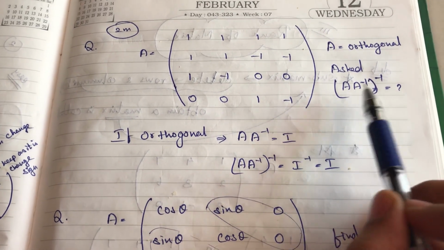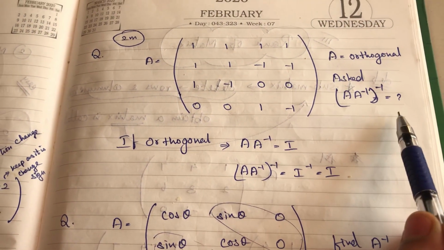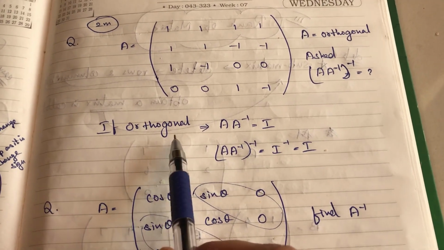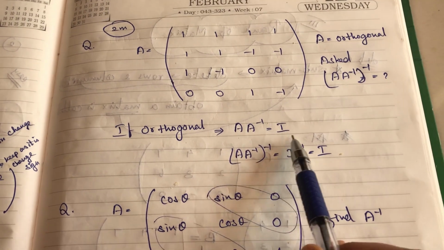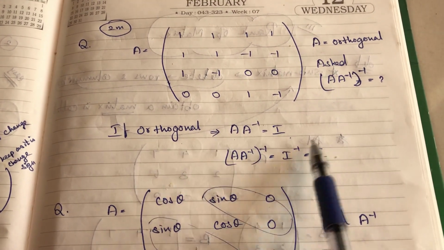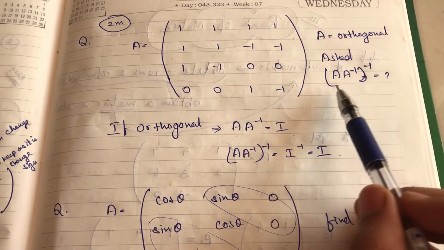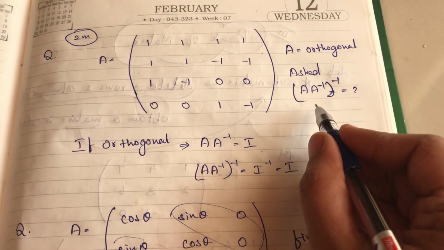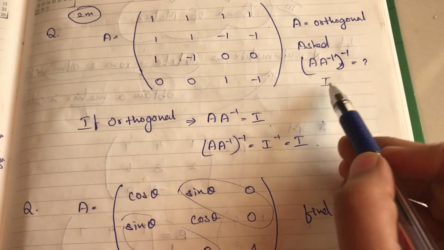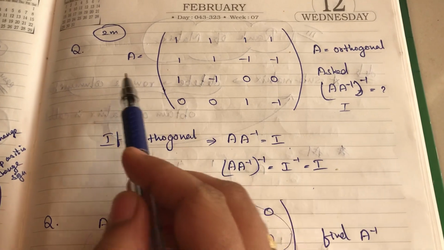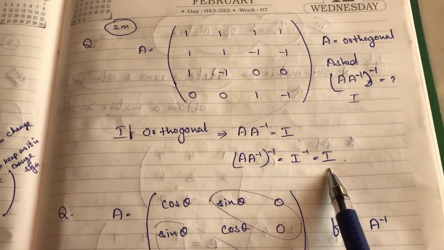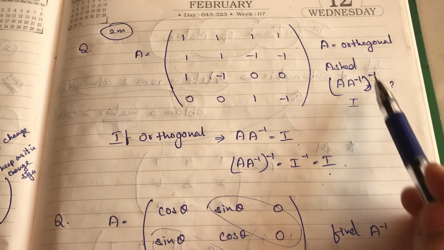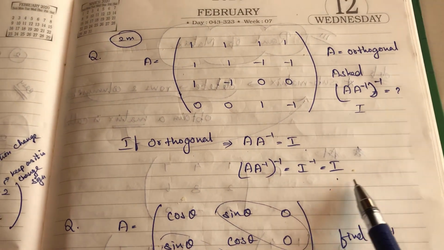They have asked A into A inverse, the whole inverse is what? Okay. So we know that if a matrix satisfies the orthogonal condition, it means A into A inverse is I, right? So from this we can easily find that A into A inverse is nothing but I. So I inverse is I. So the answer for this question is nothing but I. So from the orthogonal condition we can easily find this condition as I.